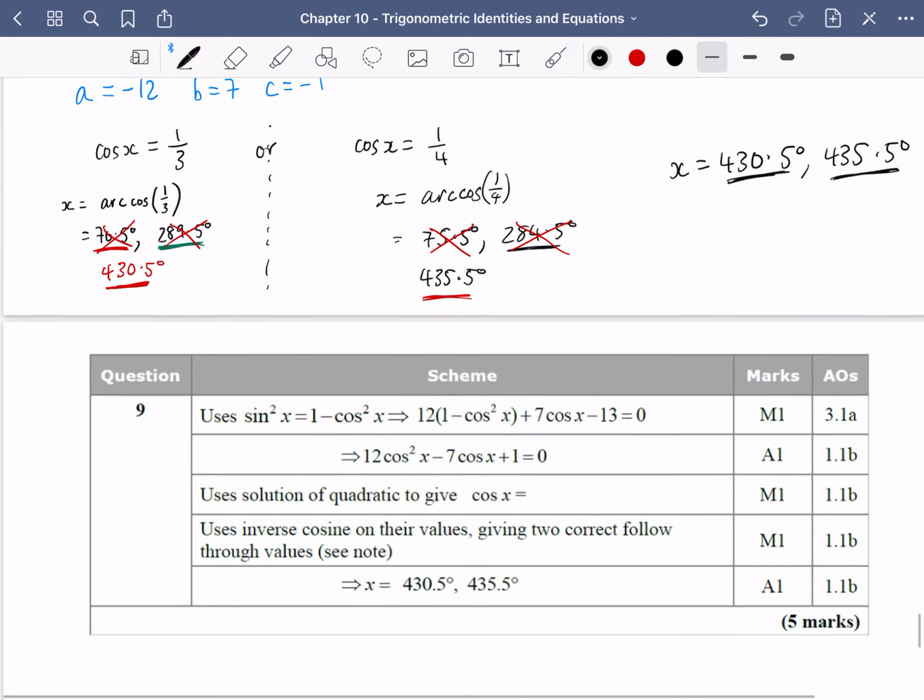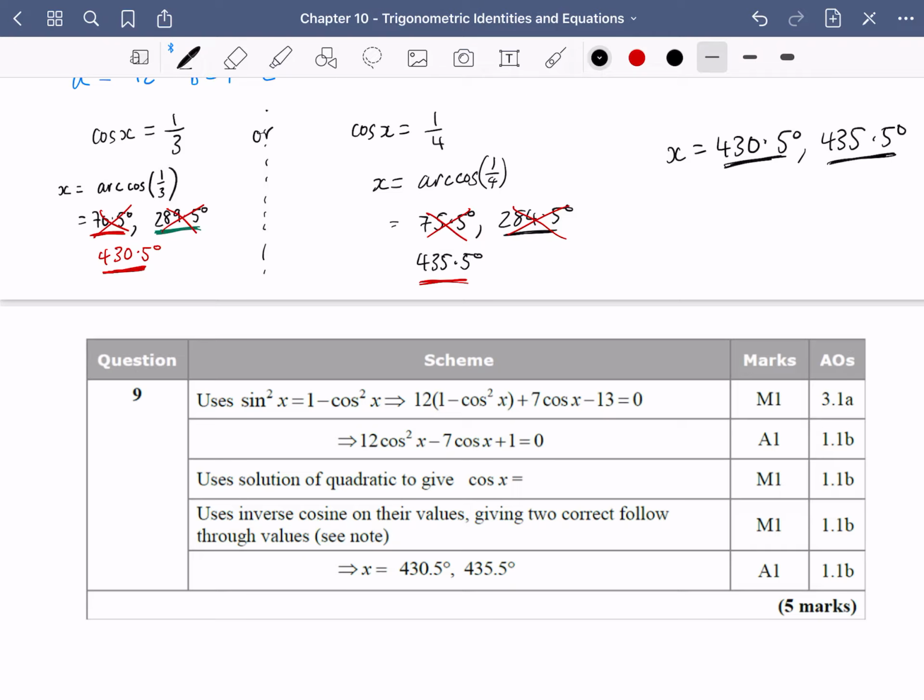So it's 5 marks for this. You get 1 mark for knowing that you need to use the Pythagorean identity that we have written here.